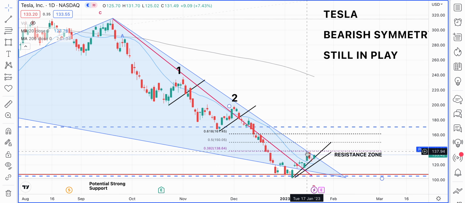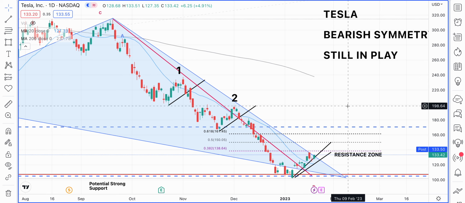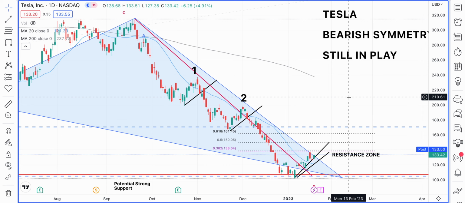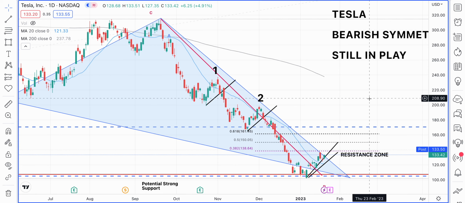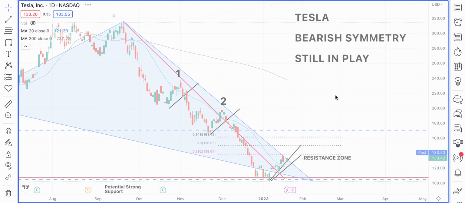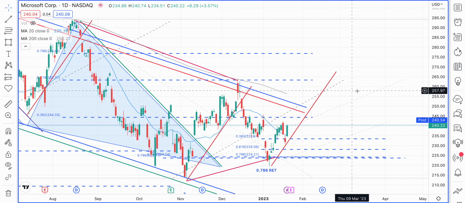So what we are watching for is whether the stock will convincingly break out of this bearish symmetry. So we'll give it 2 consecutive days, and then we'll make our videos and let you know what to look for next, and whether the bearish symmetry gets broken down or not. Okay, so let's take a look at Microsoft.